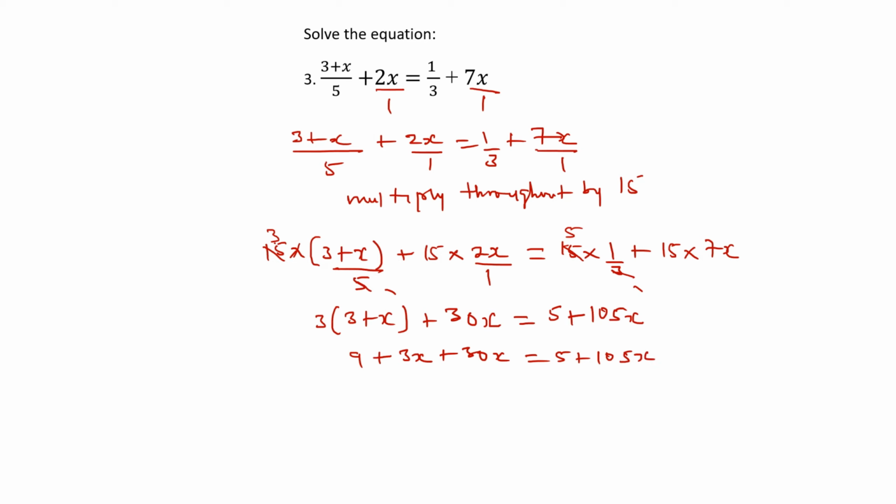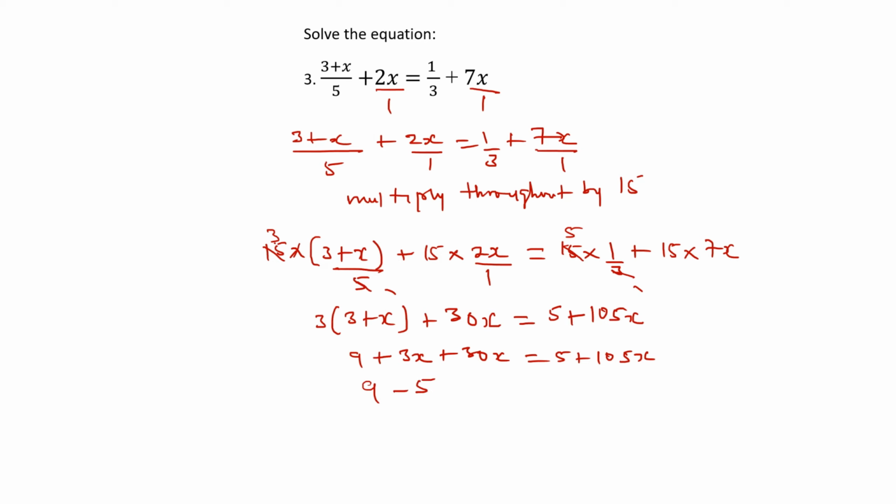We bring all the x together. We have 9 here. So let's bring the numbers together and the x together. 5, we bring it over here, it is plus. The plus indicated there jumps over the equal to sign to meet 9, becomes negative 5.